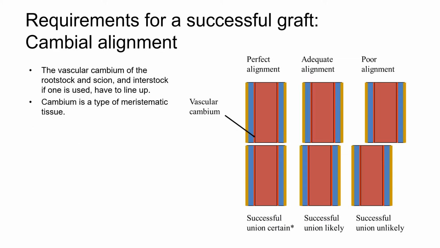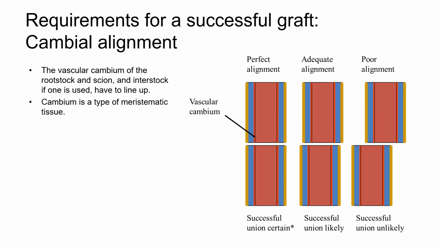When the rootstock and scion are placed together to form the graft, it's important that the vascular tissue of the rootstock and scion, and interstock if one's used, line up as shown in the diagram on the right. As a reminder, the vascular tissue includes the xylem and phloem, which are moving water and nutrients and photosynthates respectively through the plant. The vascular tissue also includes the vascular cambium.